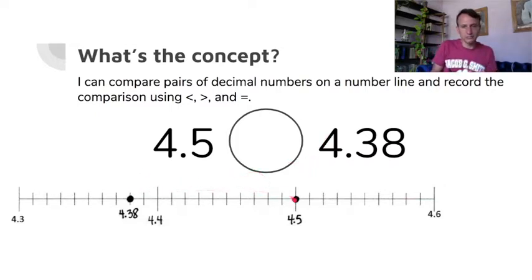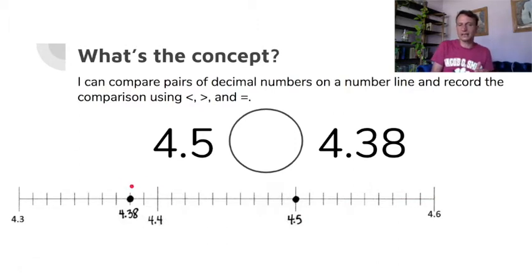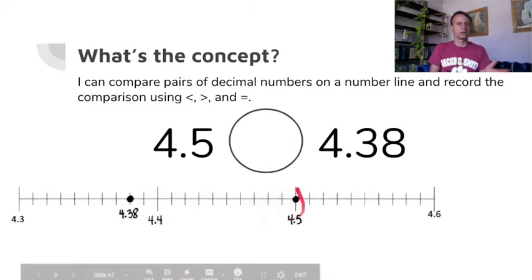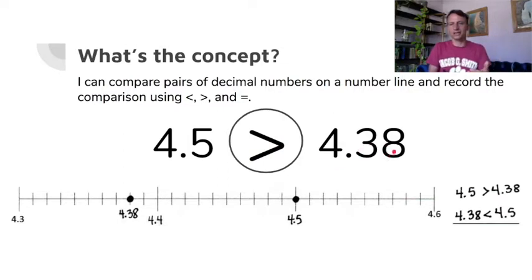All right, so here is 4 and 5 tenths. 4 and 38 hundredths would fall before, well, let's call this 4 and 30 hundredths and 4 and 40 hundredths. So 4 and 38 hundredths would fall between them, right? And there's 4 and 5 tenths, which we could also call 4 and 50 hundredths. So which one is greater? So 4 and 5 tenths is greater than 4 and 38 hundredths. How about them beans?